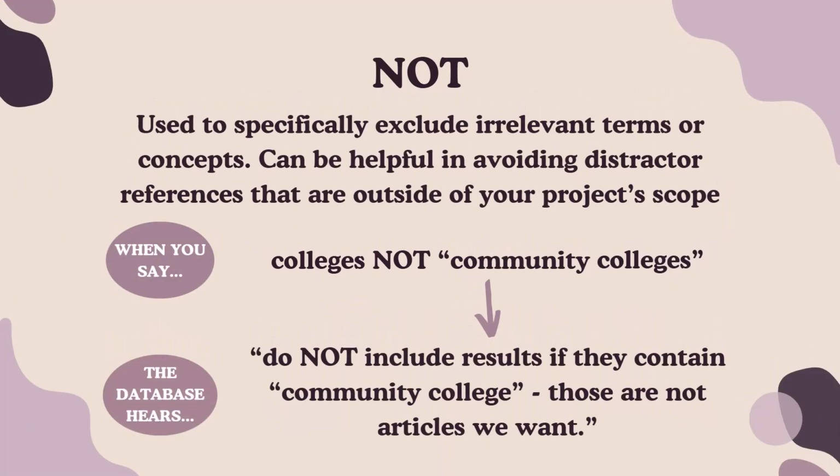The last Boolean operator is not. Not is used to specifically exclude stated terms or concepts from your search results. This can be helpful in avoiding distractors that are beyond the scope of your research. For example, if we're wanting to find research done about college students and we're trying to specify the setting, we could do that by saying colleges, not community colleges. This means all search results will exclude any sources that mention community colleges.